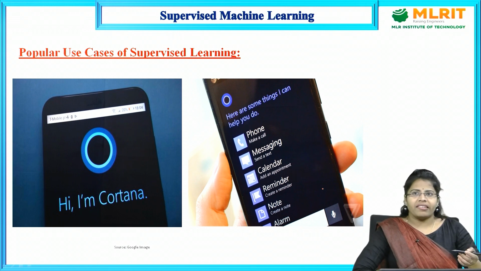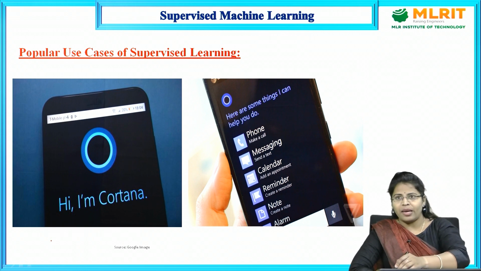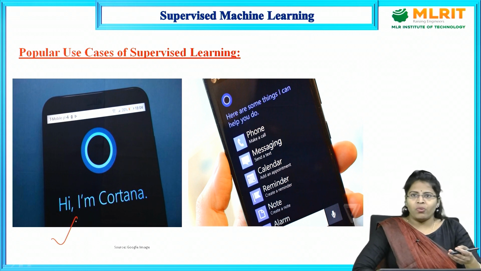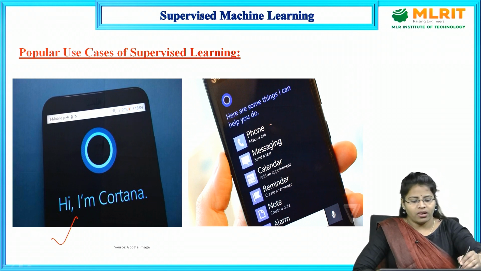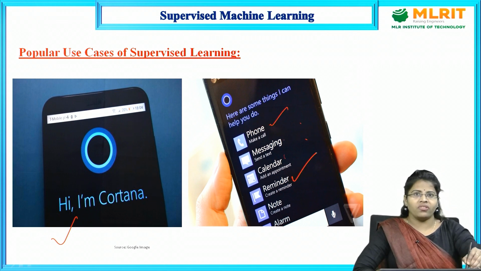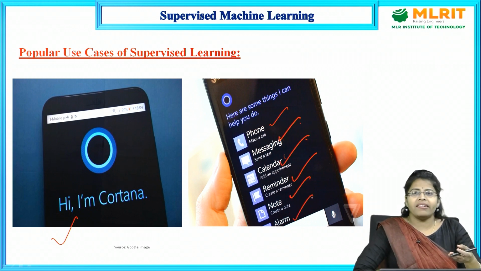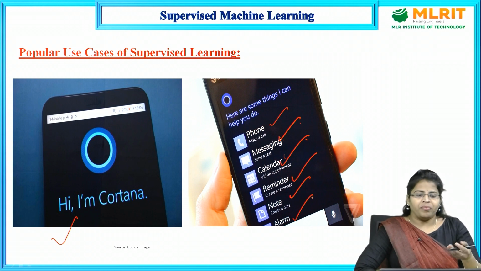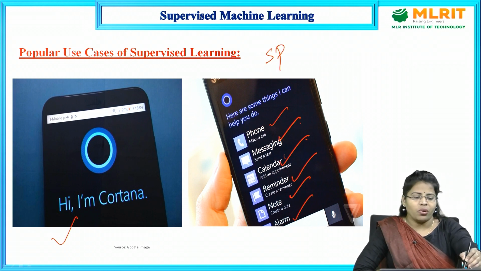Next, let me discuss some of the popular use cases of supervised learning. As you can see in the image, Cortana. Cortana is a virtual personal assistant nowadays used by everyone. It is developed by Microsoft and uses the Bing search engine to set phone messaging, calendar, reminders, notes and alarms. It is going to set reminders, perform tasks, and give answers for users who are asking questions. It is trained using speech automation.